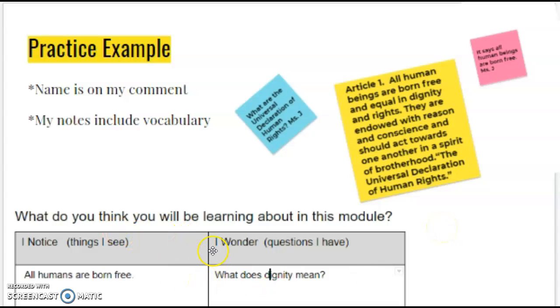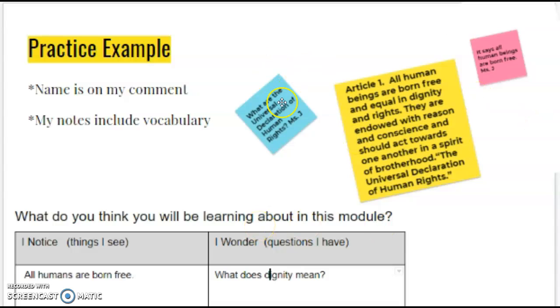And then in your note catcher, you're going to notice 2 columns, an I notice column and an I wonder column. In the I notice column, I typed in all humans are born free. I wanted to take that comment and put it into mine. And then in the I wonder column, I wrote, what does dignity mean? I was curious about the word dignity. I could have also included that question as well: what are the Universal Declaration of Human Rights?